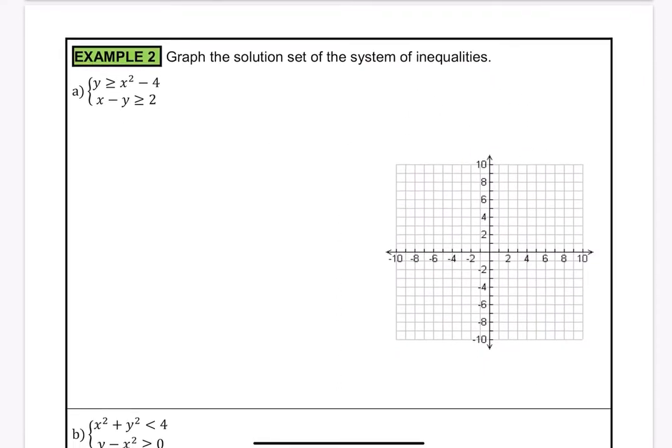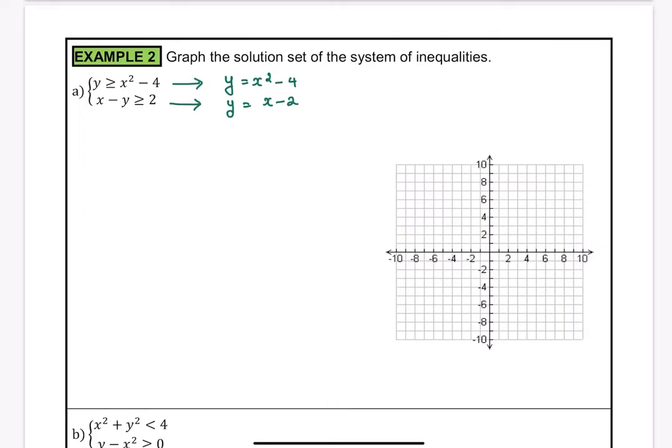So again, as usual, we're going to do just like we did last time. We're going to graph the functions. In this case, the equation I would get here is y equals x squared minus 4, which is a parabola, by the way. And this is a line. As we said earlier, we always like to keep y positive. So the equation I would get here is y equals x minus 2.